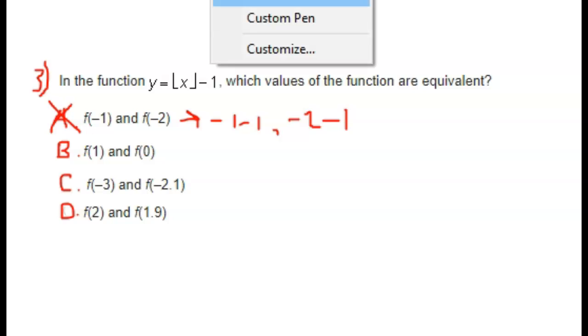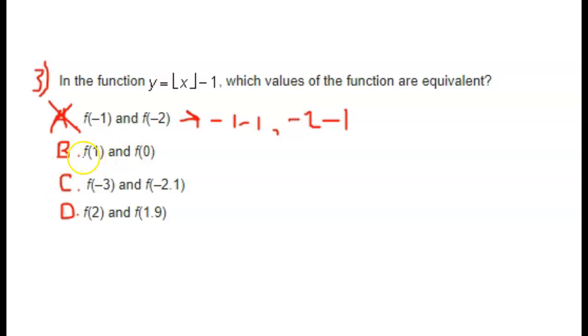I need to change my pen color. Let's do blue. All right, number 2, f of 1. If I plug in a 1, that's going to be 1 minus 1. F of 0, if I plug in a 0, that's going to be 0 minus 1. So we know that's out.